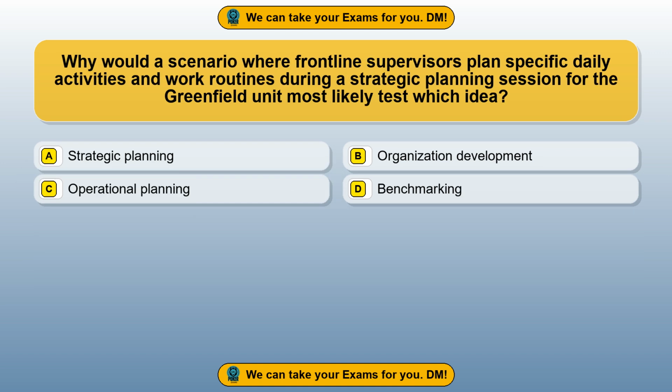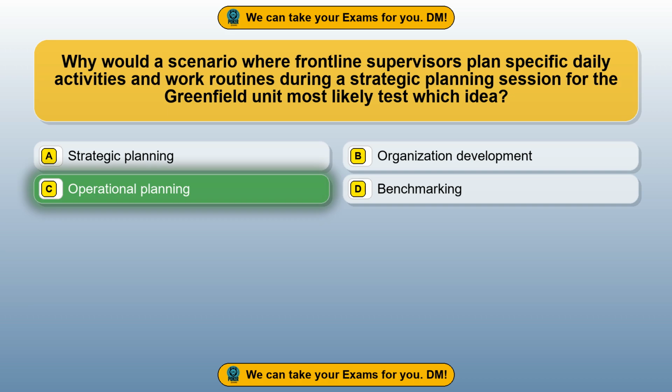Question 80. Why would a scenario where frontline supervisors plan specific daily activities and work routines during a strategic planning session for the greenfield unit most likely test which idea? Option A, strategic planning. Option B, organization development. Option C, operational planning. Option D, benchmarking. The correct answer is option C, operational planning.